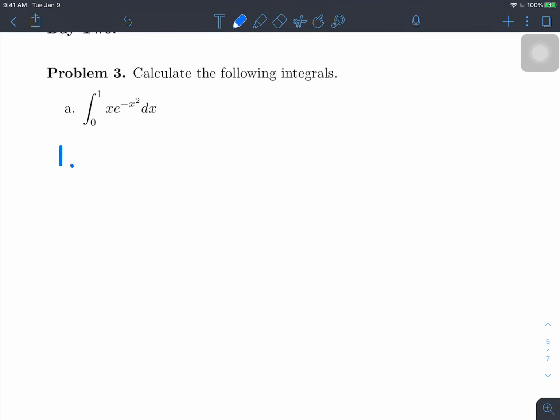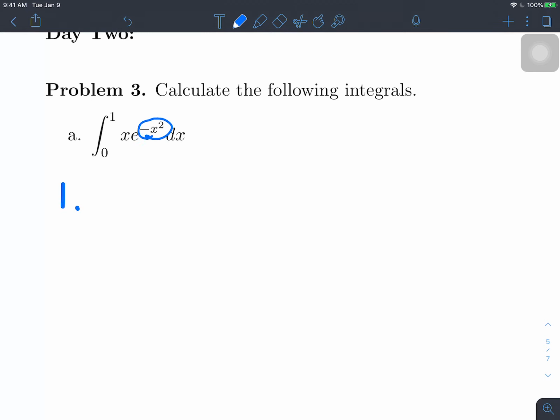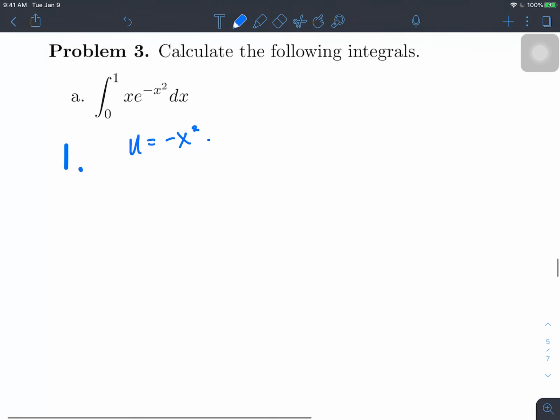The first thing I should do is look for what is u and du. In doing so, I need to look for something which looks like an inner function, and I need to look for the derivative of that function. The two that are jumping out at me are negative x squared and x. x is not quite the derivative of negative x squared, but it is a constant multiple thereof. So those are going to be my u and my du. I'm just going to choose u to be the power here, negative x squared, and then du is just going to be negative 2x dx.